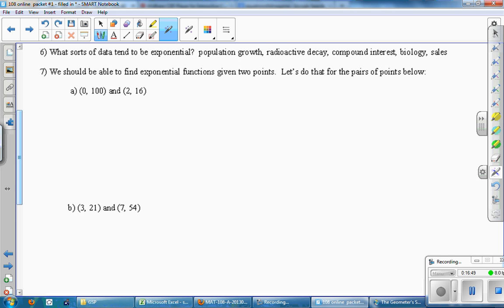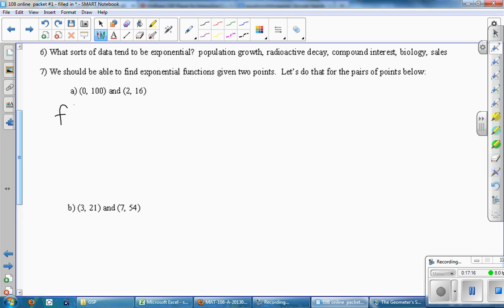Number 7, we should be able to find exponential functions given 2 points. Let's do that for the pairs of points below. Okay, so we're going to do these two together. Let's start with part A. The points are (0, 100) and (2, 16). So you can draw a graph if you want to. It's not really going to help. All you're going to do is see 2 points, and we're going to try to find a formula for an exponential curve that hits those 2 points. But you can draw the picture if that makes you feel better.